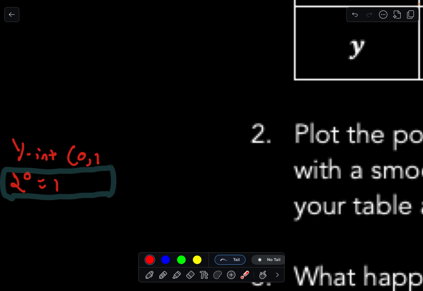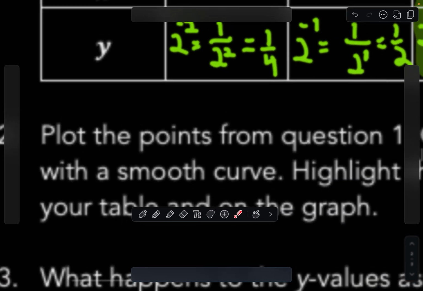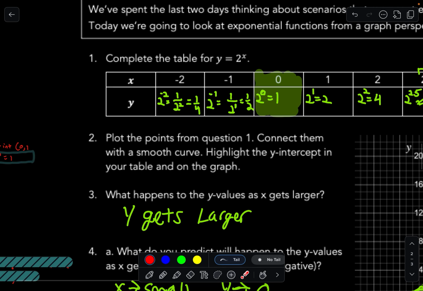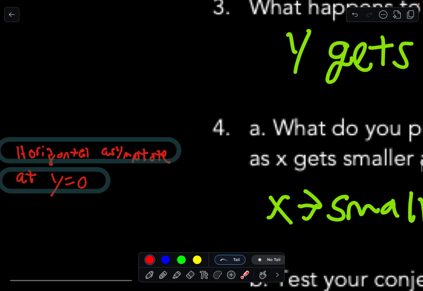It gives you the y-intercept of 0, 1. So 0, 1 is the y-intercept. What happens when the y value gets larger? What do you predict? So we say the horizontal asymptote is at y equals 0, because as we move off to the left, that means negative, the numbers approach y equal to 0, but it doesn't actually get there.